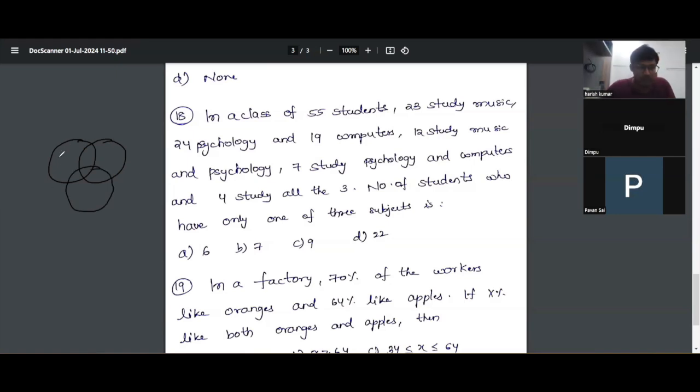ఇలా వేసుకుందాం, రైట్? సో ఇది x, ఇది y, ఇది z, ఇది a, ఇది b, ఇది c, ఇది d అనుకున్నాం. ఓకే, సో లెట్స్ సే see what is this? Music, psychology, computers. So first of all, number of students who have only one of the 3 subjects. అంటే ఓన్లీ ఒక సబ్జెక్ట్ చదివే వాళ్ళు ఎవరు?